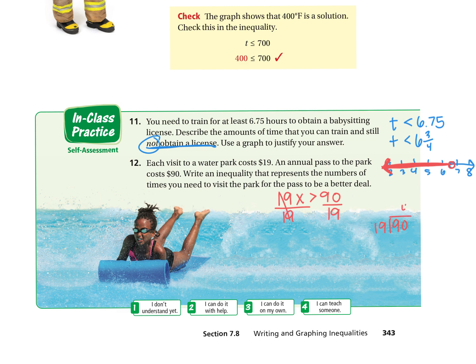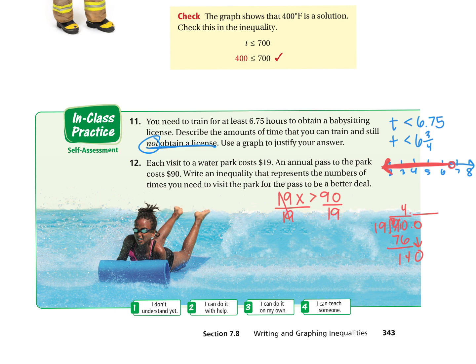19 goes into 90 4 times, which is 76. Then you subtract, and this is 14. And I know that it's going to be a decimal number here, which I can't go to a park 4 and like part of a time. It's like I either go 4 or 5 times, so I would need to automatically round up. So if I were extending this and having you tell me how many times I could actually go, it would have to be 5 times before that season pass pays for itself, okay, with all of the number of visits.